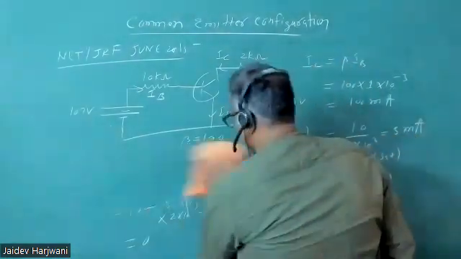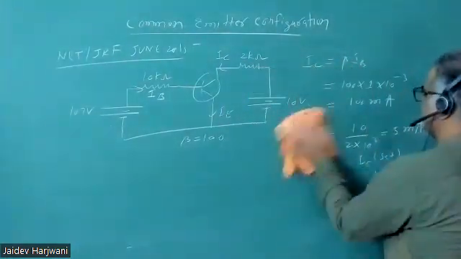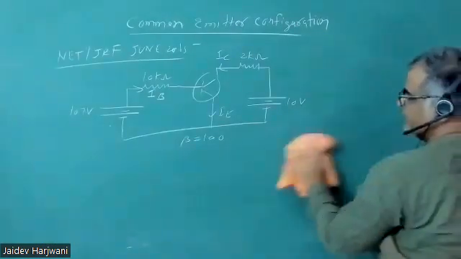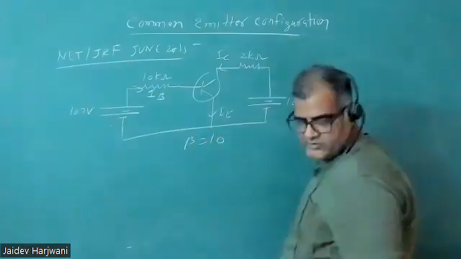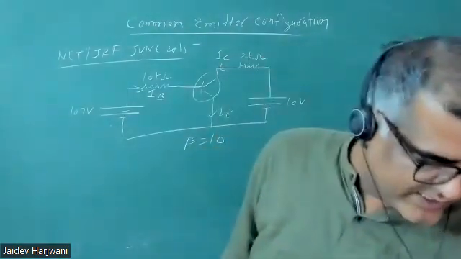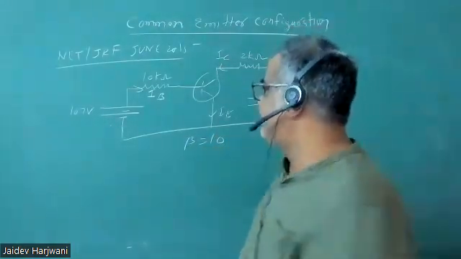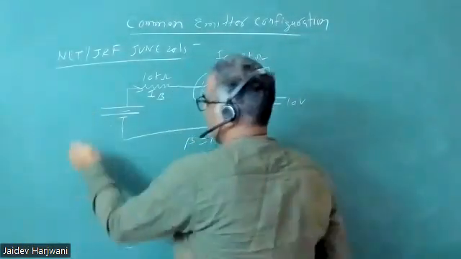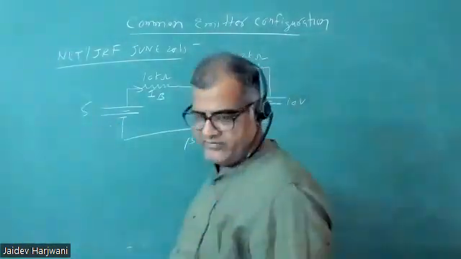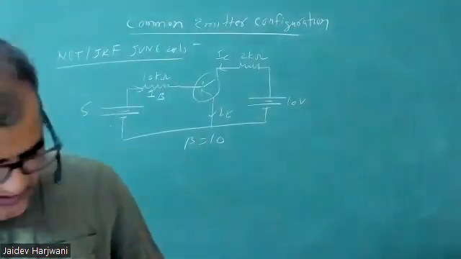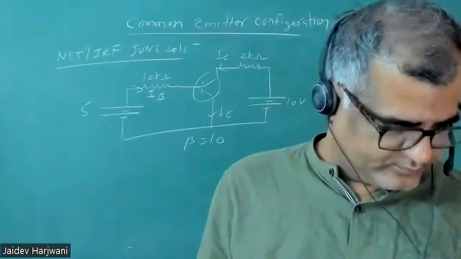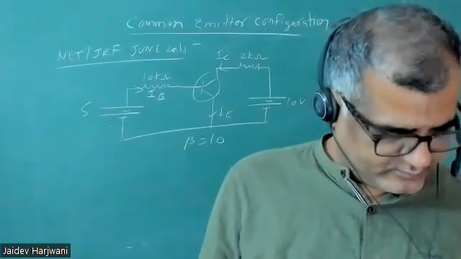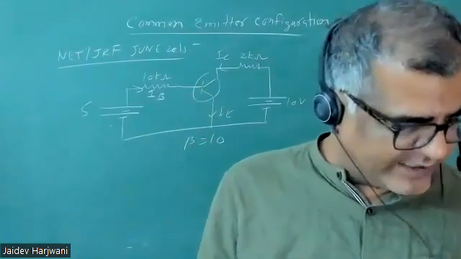Now, let me modify this question a little bit. I'm taking beta equal to say 10, and I'm changing the voltage also, making it 5. Now tell me the operation region. What is the operating region? And tell me the operating point also now.